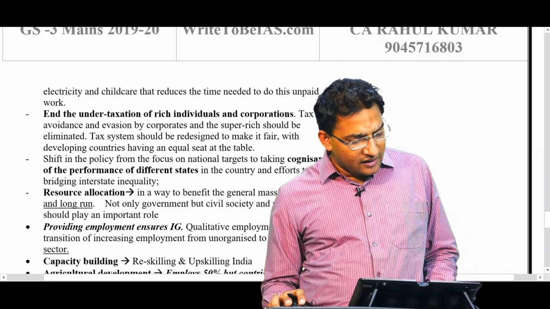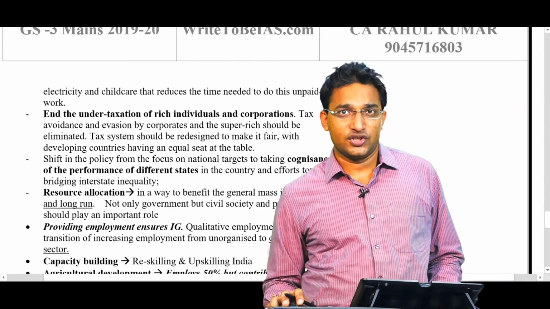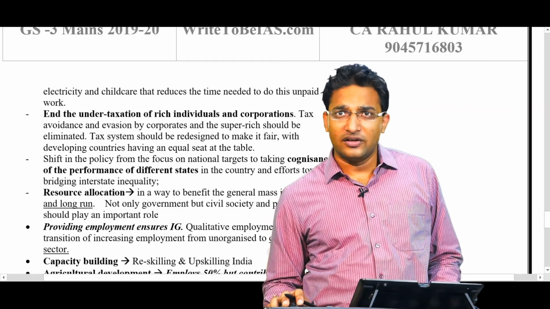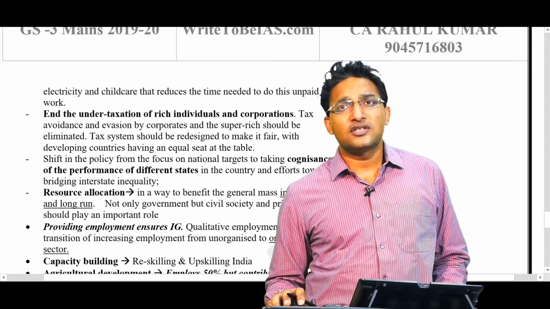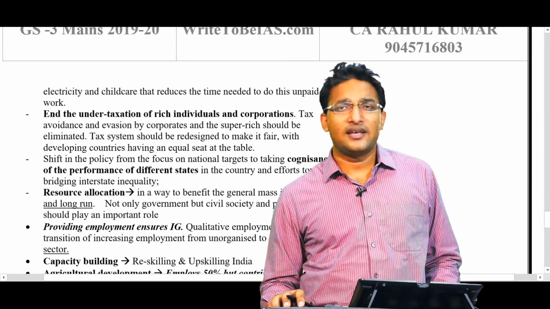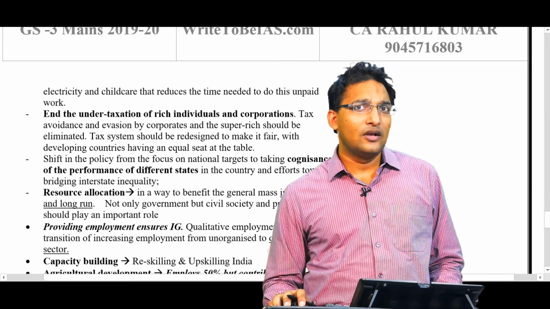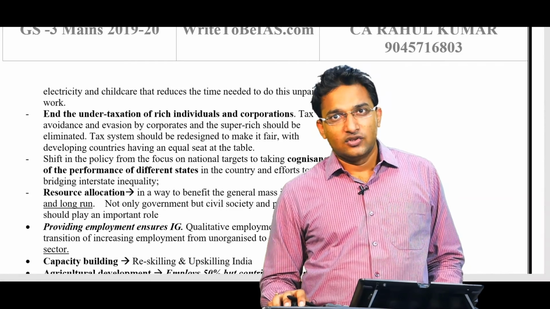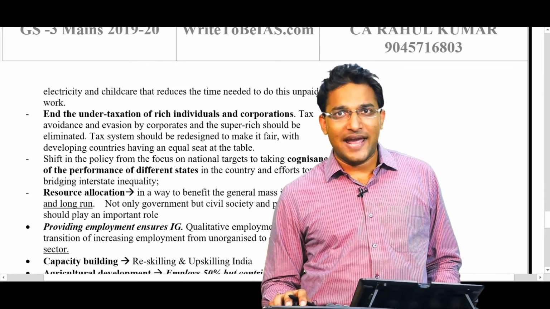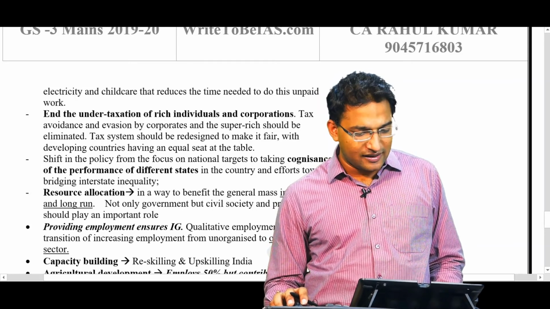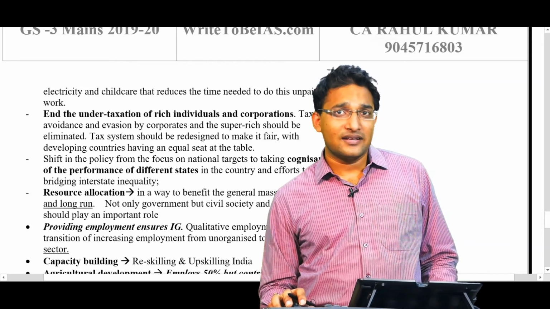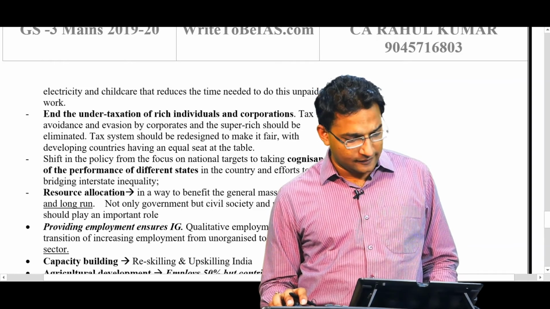Then there is the under taxation of rich individuals and corporations. In India there is an allegation, which is also true to a large extent, that rich individuals also pay 30% tax, and middle class people also pay 30% tax. So there should be a rich tax, a super rich tax, which is not in India. There is some kind of surcharge, but that has not completely taken care of this.